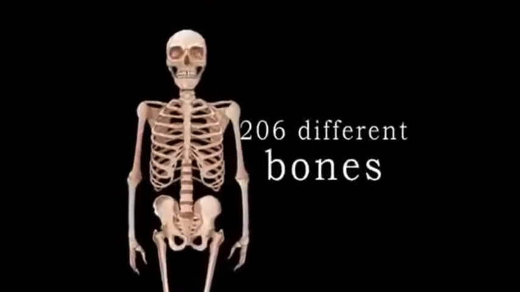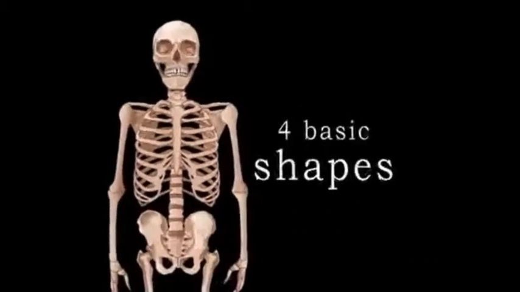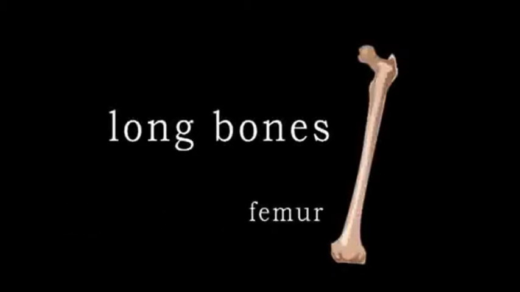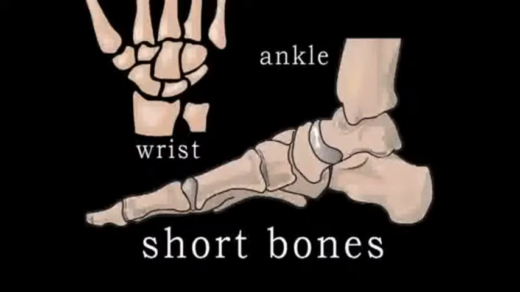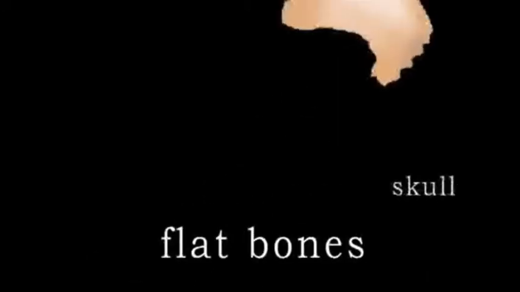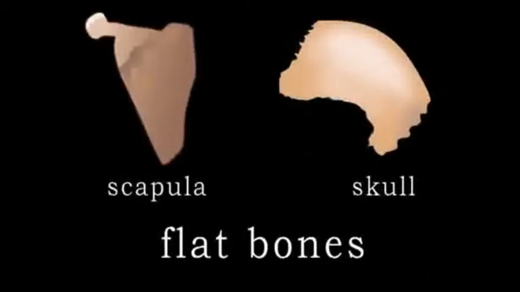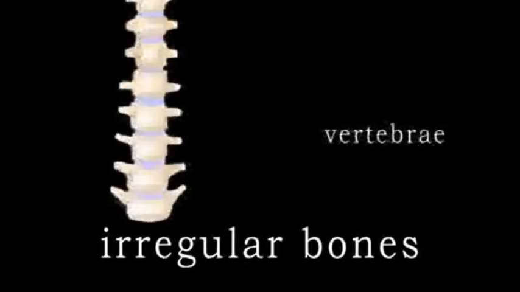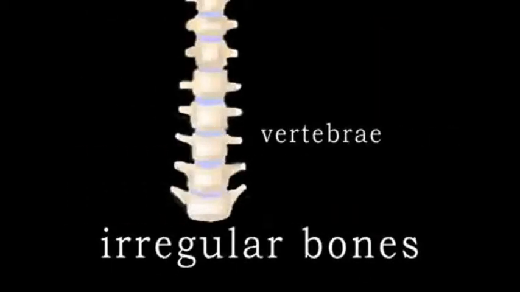The skeletal system is made up of 206 different bones, which come in 4 basic shapes. Long bones, such as the femur. Short bones, like the wrist and ankle bones. Flat bones, such as those in the skull or scapula, and irregular bones, like the vertebrae.